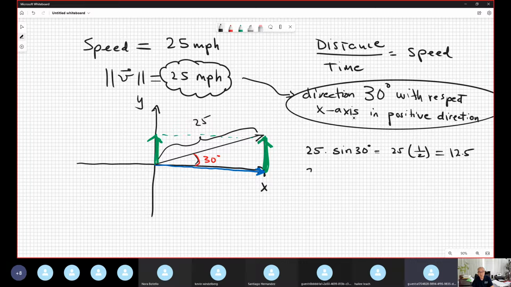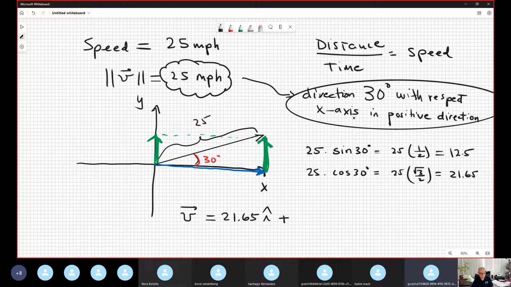Now, likewise, 25 again is the hypotenuse, multiplied by cosine 30 degrees. It's 25 multiplied by radical 3 over 2, the cosine of 30 degrees. You put it in decimal, multiplied by 25, it is 21.65. Now you can affirm this vector can be broken down into two vectors, so my velocity is 21.65 i plus 12.5 j, sorry, not k, k is in three dimensions. The unit is miles per hour. So that is one possibility.